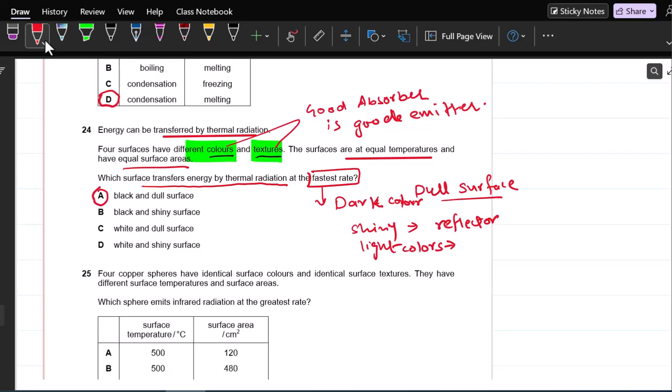Black and dark is going to be here, black color. Black and dull surface. Black and shiny, shiny is not possible. White is not possible. White and shiny is not possible. So remember that the dark color they have given, that is black, and dull surface is going to be the fastest rate.